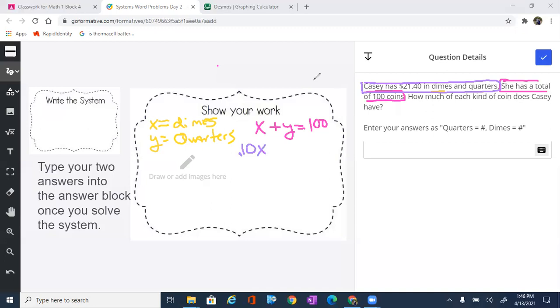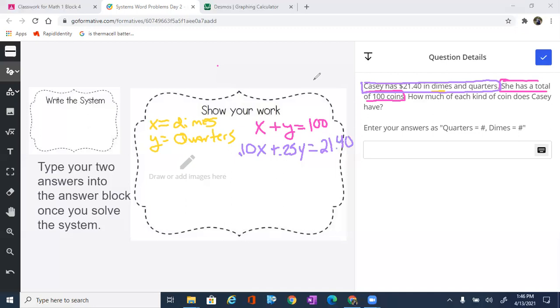Then I'm going to do the exact same thing with the number of quarters. If she has 2 quarters, it's 50 cents, so that is 25 cents times 2. So she has 25 cents for every single quarter that she has. And when I make that sum, that gives me a total of $21.40.